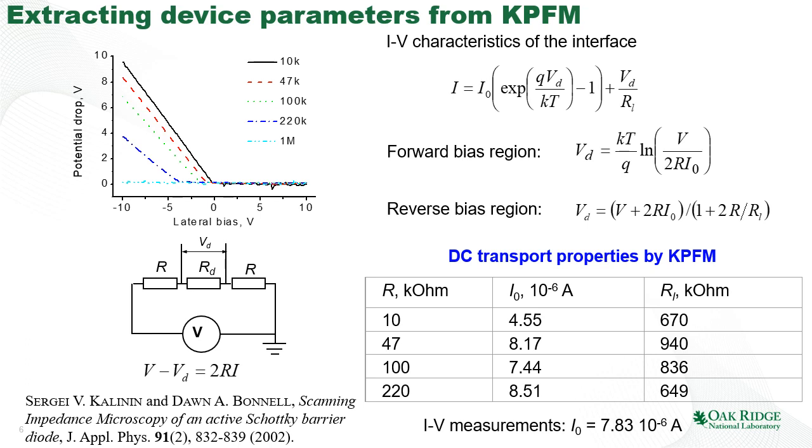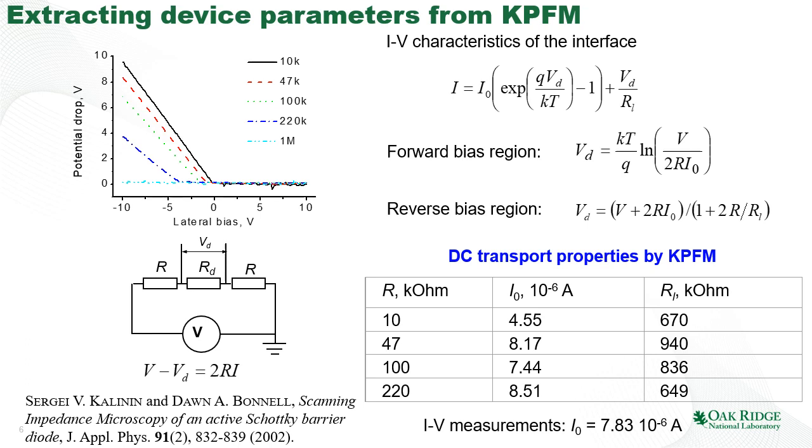So I get something like from 5 to 8.5 microamps. In comparison, the macroscopic IV measurements give me about 8 microamps. And my leakage resistance is also roughly the same, somewhere between 700 and 900 kiloohms. So basically what happens in this case is that once we start to add more and more large current limiting resistors, the potential drop at the diode develops for larger values of the reverse bias voltages.